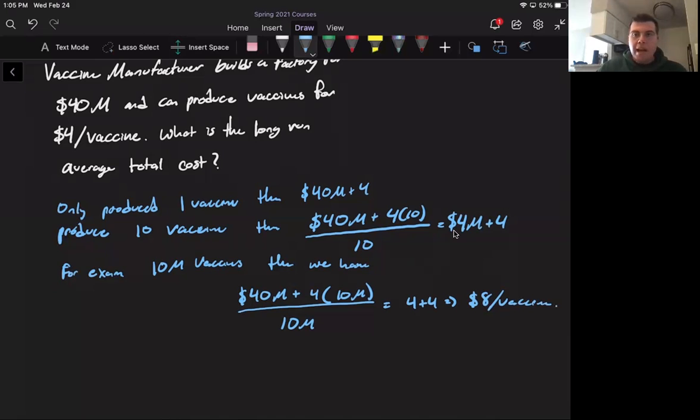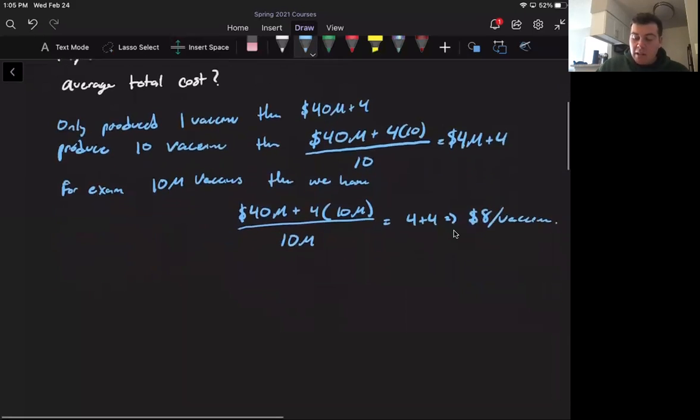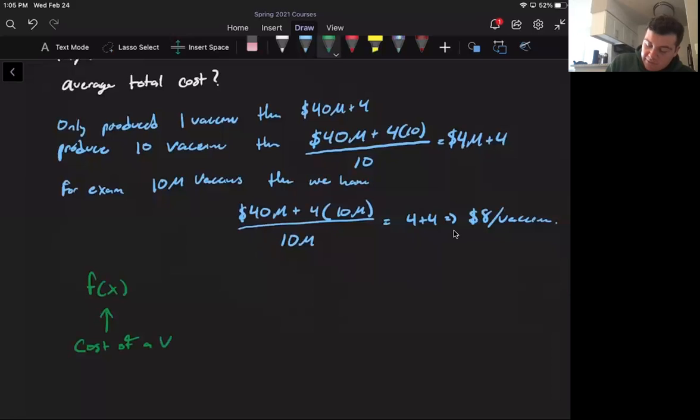All right, so let's get into the mathematics now. Let's build a function. This is college algebra. We love functions. So our function will be f of x. This function is going to represent the cost of a vaccine, where x is the number of vaccines produced or number of vaccines sold.